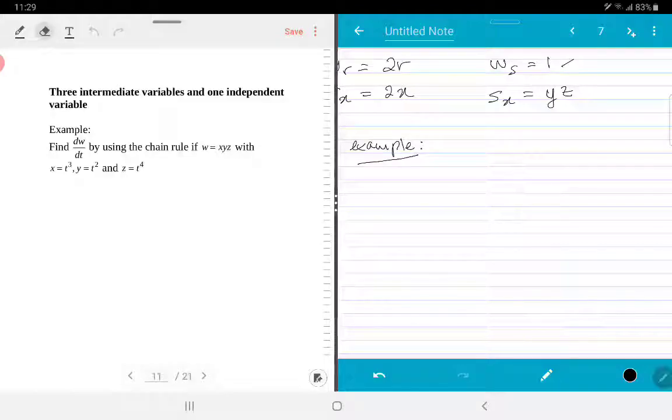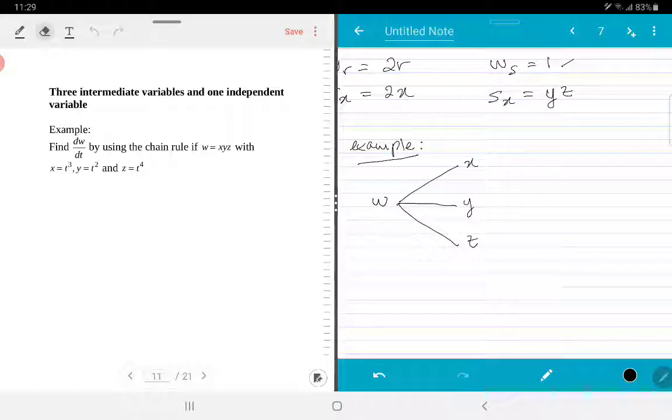So again, I'm going to sketch a tree diagram. So we start with W. It says W is equal to XYZ. So we branch out to 3 branches, X, Y, and Z. And here it says X is equal to T cubed. So you can see that we only have one variable there, which is T. So X is a function of T. So one branch there. And Y is equal to T squared. Again, only one variable. So branch out to one branch. T, and Z is also a function of T only. So we have T here.